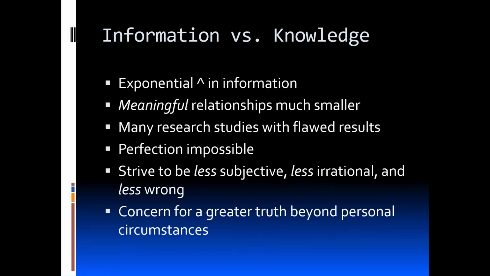There are a lot of research studies out there that tend to make data fit their theory, rather than completely in an unbiased fashion testing the data and testing the hypothesis. In other words, there's a lot of overfitting that's being done and underfitting. Now, we know perfection is completely impossible, but what we want to strive is to be less subjective, less irrational, emotional, and less wrong. So we can't be perfect, but we should try to be concerning ourselves with a greater truth beyond our personal circumstances.